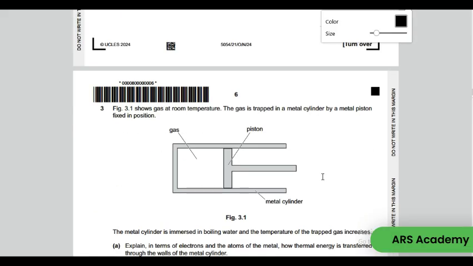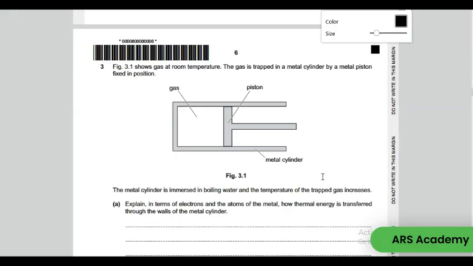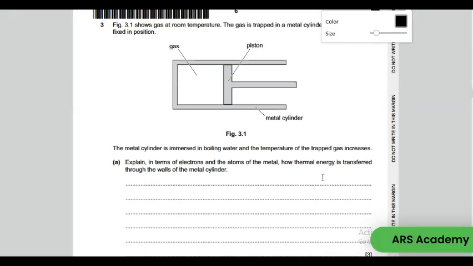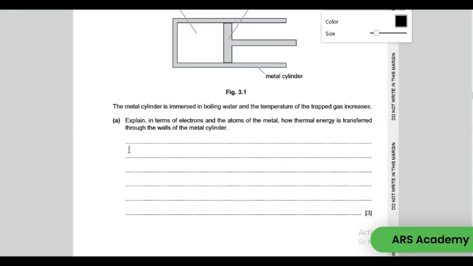Okay, question 3. Figure 3.1 shows gas at room temperature. The gas is trapped in a metal cylinder by a metal piston fixed in position. The metal cylinder is immersed in boiling water and the temperature of the trapped gas increases. Question A. Explain in terms of electrons and the atoms of the metal how thermal energy is transferred through the walls of the metal cylinder.